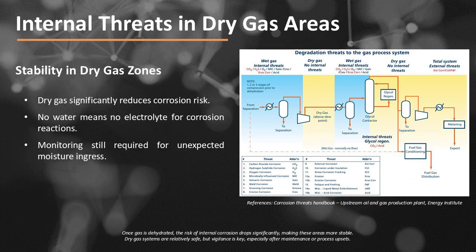Internal threats in dry gas areas. Stability in dry gas zones. Dry gas significantly reduces corrosion risk. No water means no electrolyte for corrosion reactions. Monitoring is still required for unexpected moisture ingress. Once gas is dehydrated, the risk of internal corrosion drops significantly, making these areas more stable. Dry gas systems are relatively safe, but vigilance is key, especially after maintenance or process upsets.